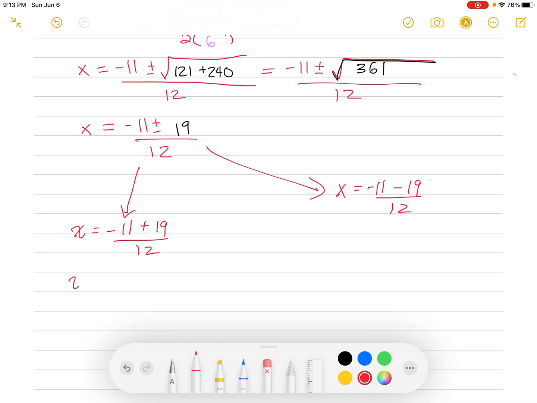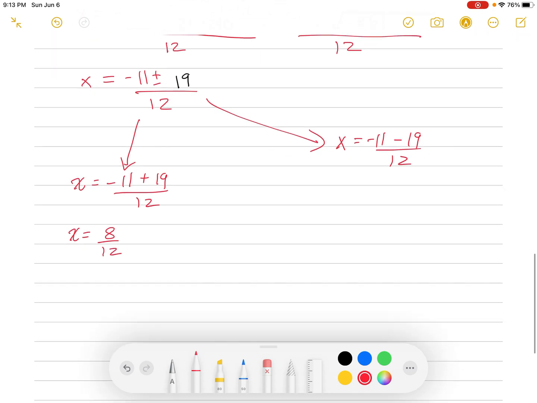So in the plus case, we're going to do what? Negative 11 plus 19 is 8. So we have 8 over 12. 8 over 12, if you divide 4 out of the top and divide 4 out of the bottom, reducing that fraction, 8 divided by 4 on top is 2, 12 divided by 4 on bottom is 3. You get 2/3.